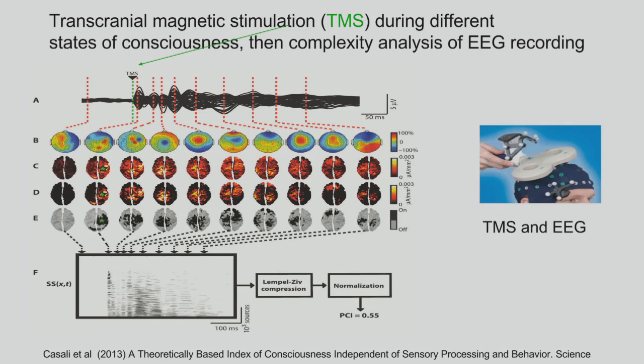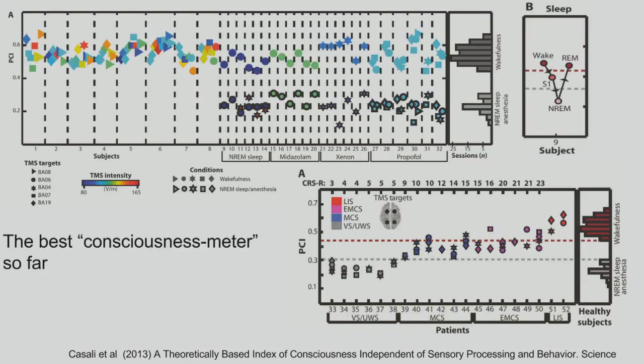Now this method works surprisingly well. Here are the subjects, 32 subjects, and you have NREM sleep. Here is always unconscious, and there is always conscious. The different symbols are just the different spots where they give the magnetic perturbation, the targets. That doesn't really matter. What matters is that you get a very clear separation between wakefulness and unconscious NREM sleep and anesthesia.